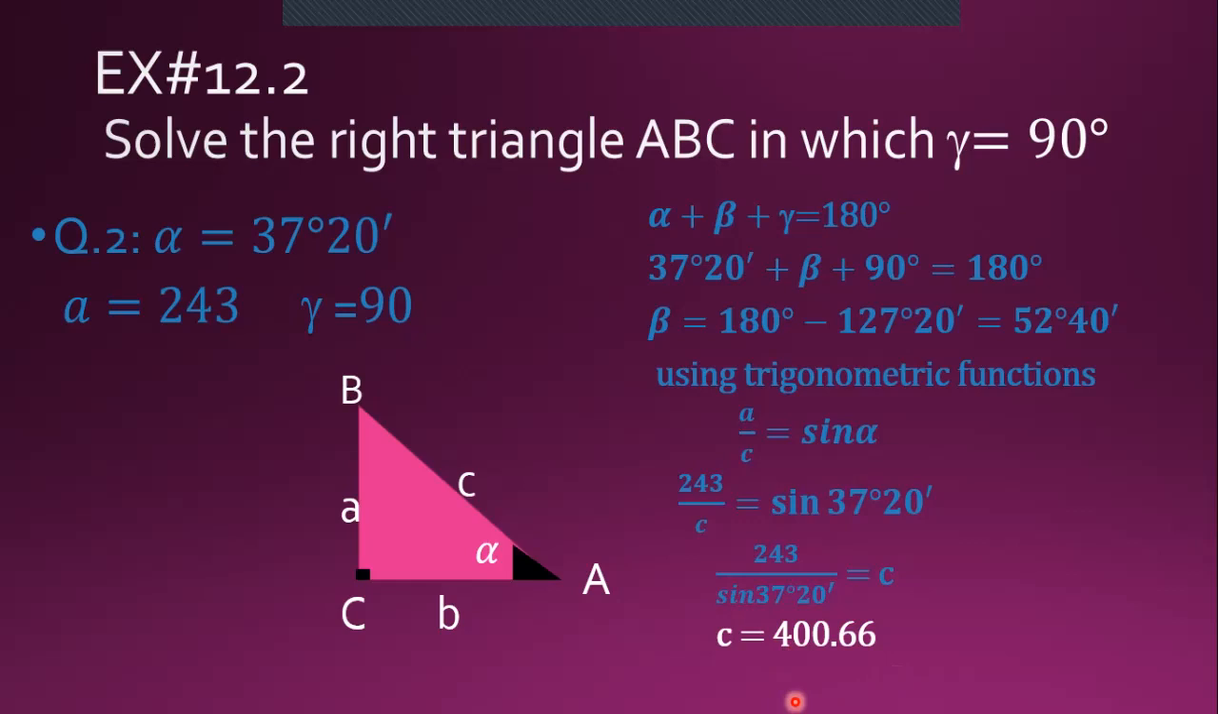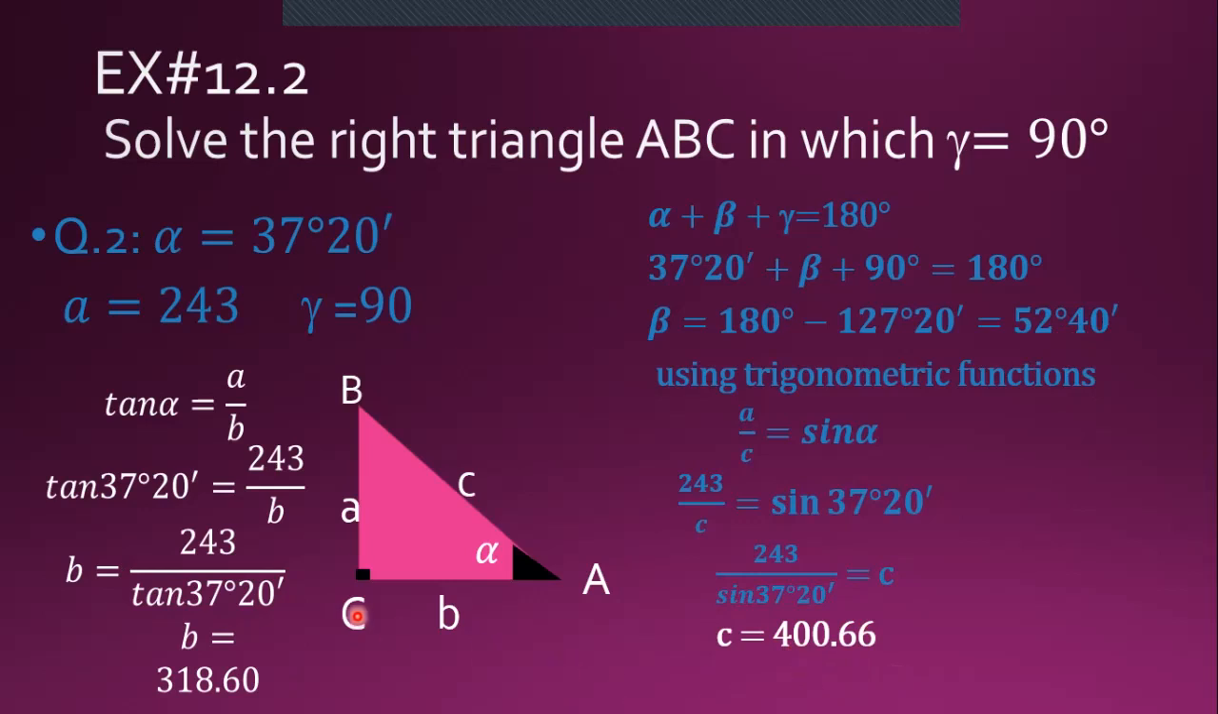So C is equal to 400.66. We have found two unknowns: one is 52 degree 40 minutes, the other is 400.66, and now we need to take the third one.